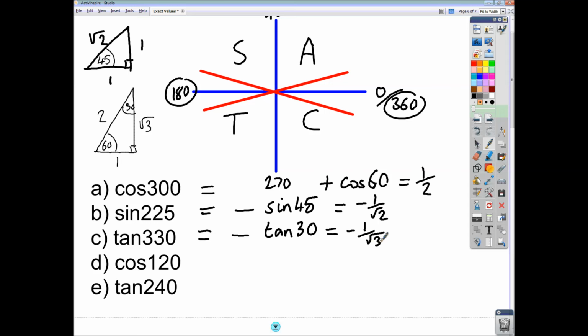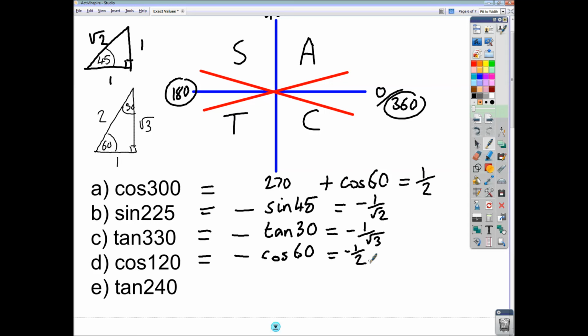Okay? And for cos 120, 120 is in this quadrant between 90 and 180. Cos of angles in here will be negative. My related acute angle, how far away am I from 180? I'm 60 degrees away, so it's negative cos 60. And cos 60 is, as we had before, a half. So this time I have an answer of negative a half.